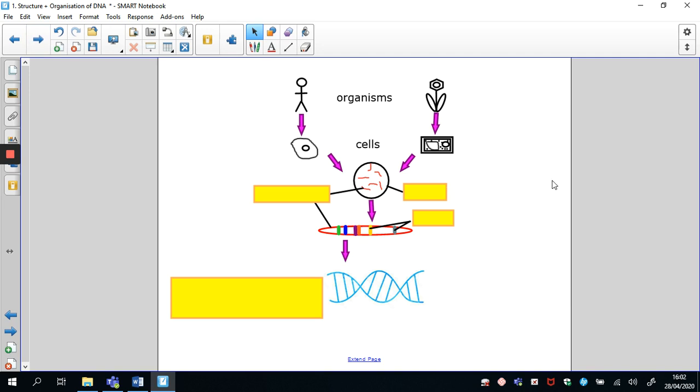Right, so you'll have seen a diagram like this before. This is just going back to basics. So we've got animals, we've got plants. Both are made up of cells. There's a very dodgy looking plant cell and an animal cell.